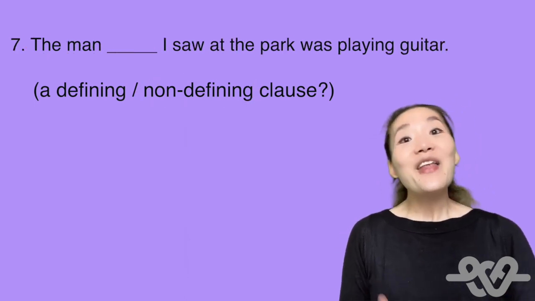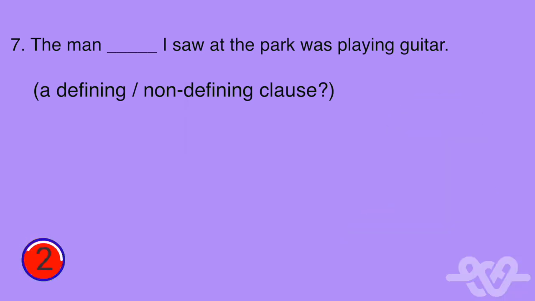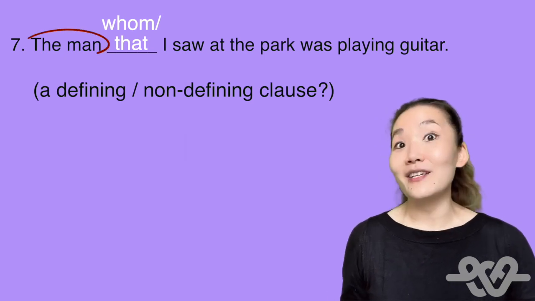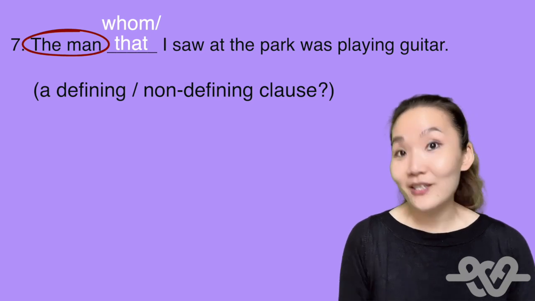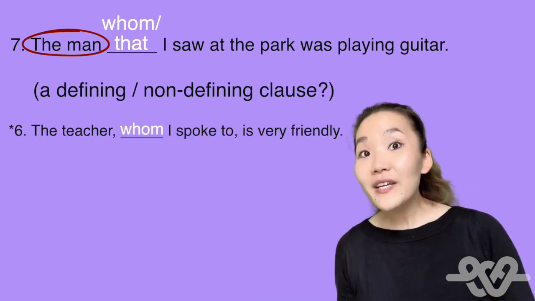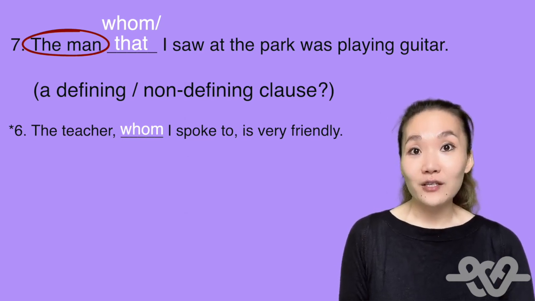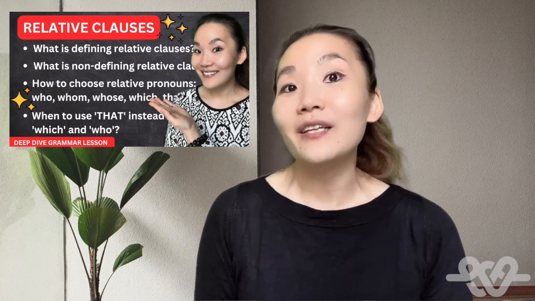Moving on, number 7. The man I saw at the park was playing guitar. Alright, the answer for this one is whom or that because the man is the object of the verb saw. We use whom to refer to people as the objects of a verb or preposition. But in the previous question, we can't use that because it's a non-defining relative clause. If you want to refresh when we can use relative pronoun that interchangeably with who and which, check out my other video here where I dig into all the basics about relative clause that you should know about.